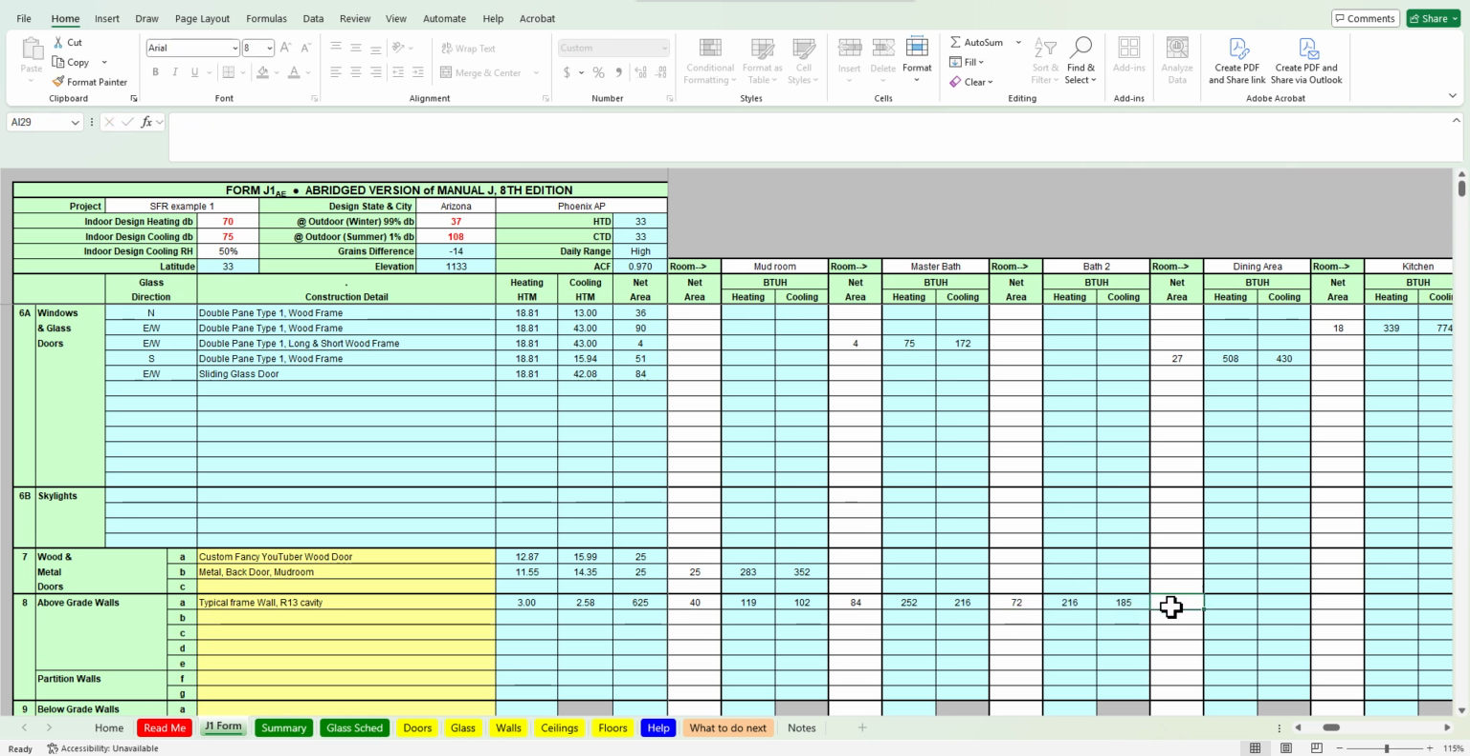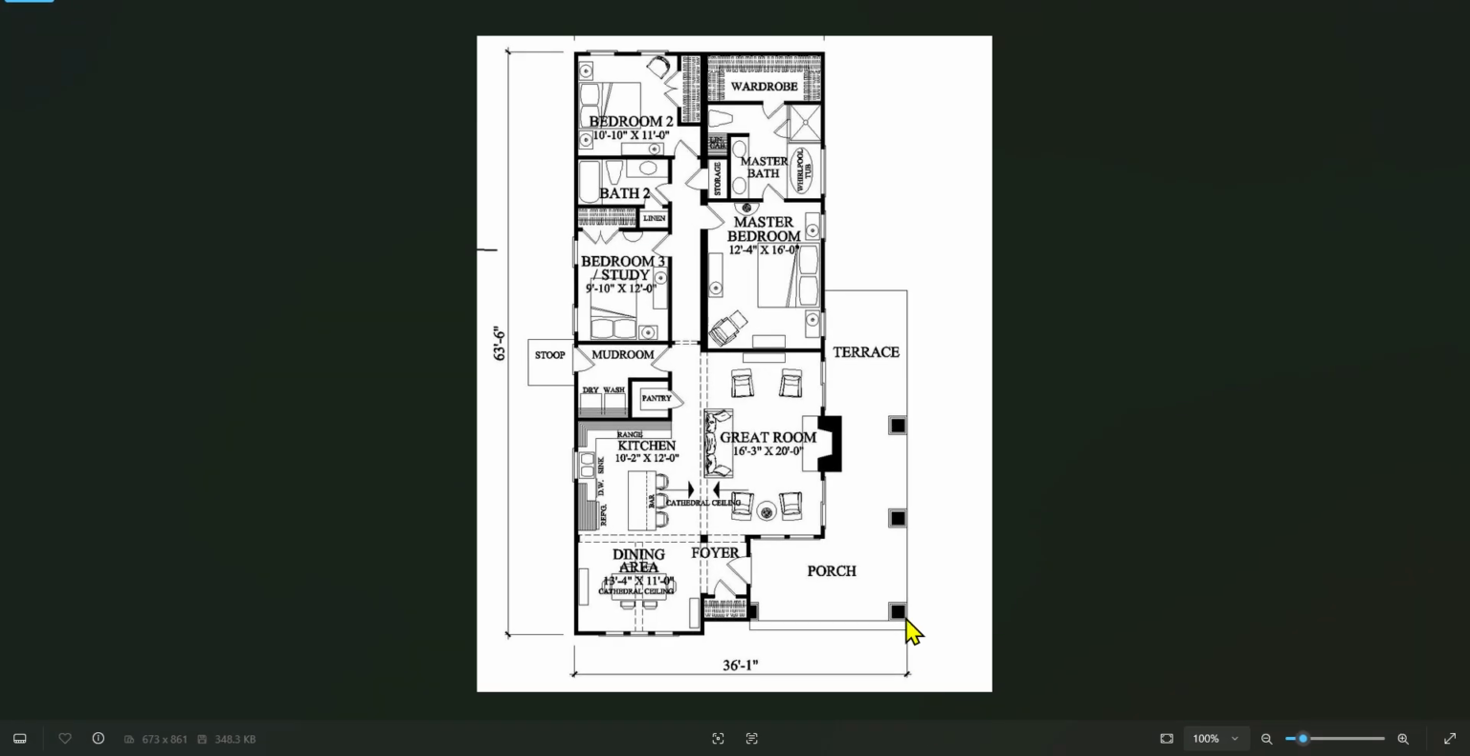Dining area. All right, let's go to the dining area. All right, here we are. So in the dining area, they tell us that it's 13 and a little bit by 11. So that means that this wall here is the 13, this is the 11. And I need to subtract these windows here.